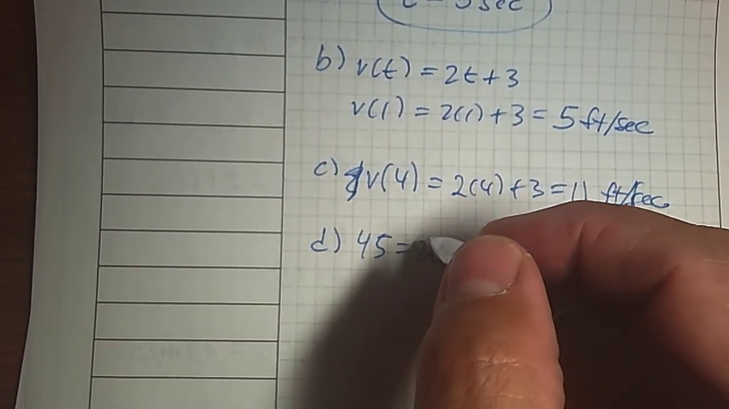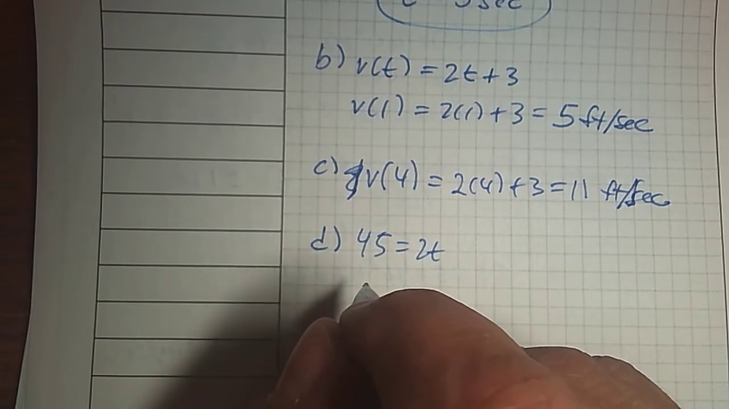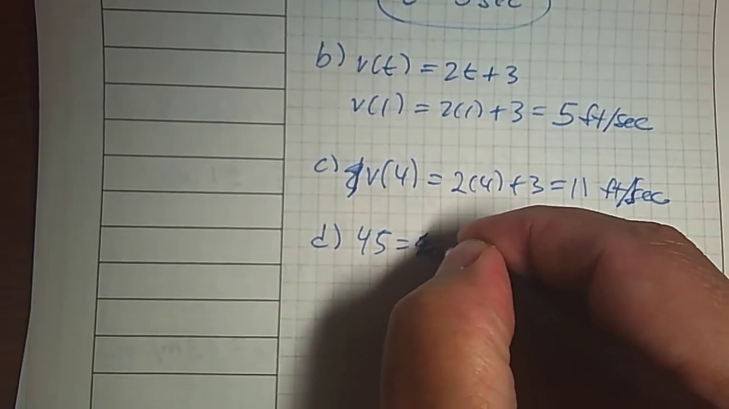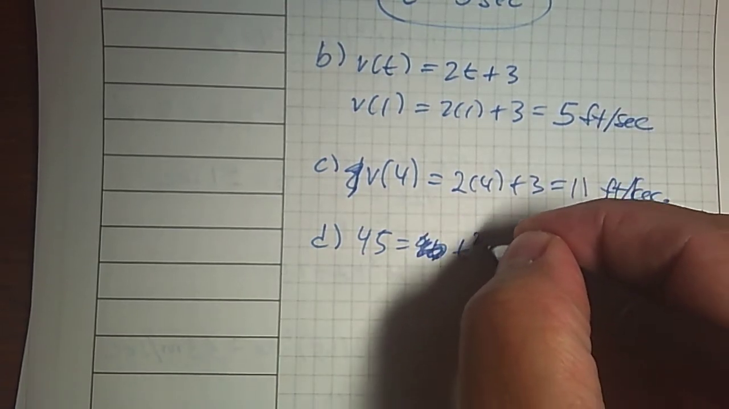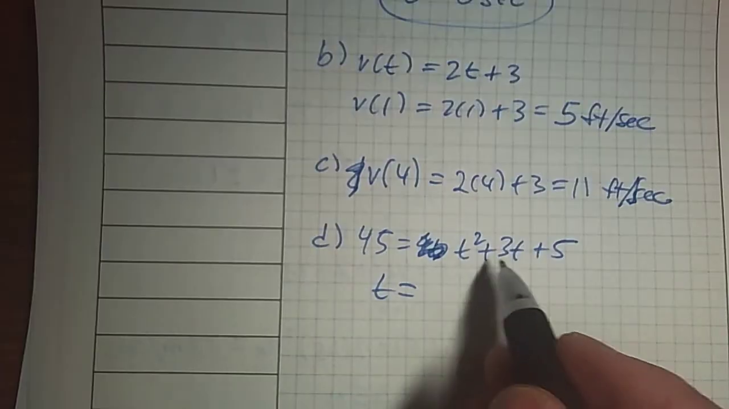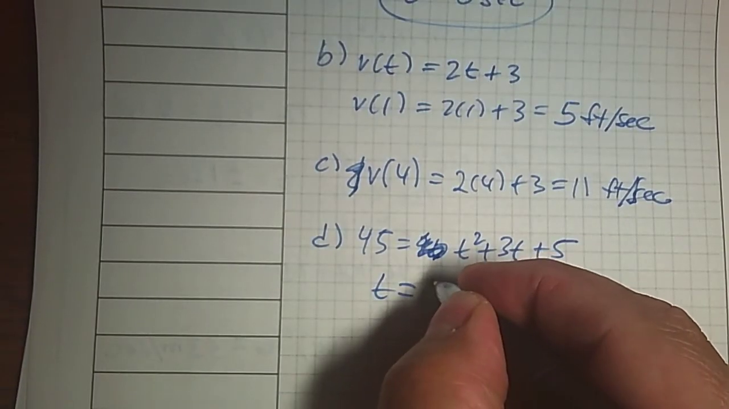Oh, wait a second. First, I have to take the position. So the position is 45 feet high. So then I make that equal to this. Now, we already solved this, right? So I'm not going to redo it. So I take the position equal to 45. We said that is at 5 seconds.